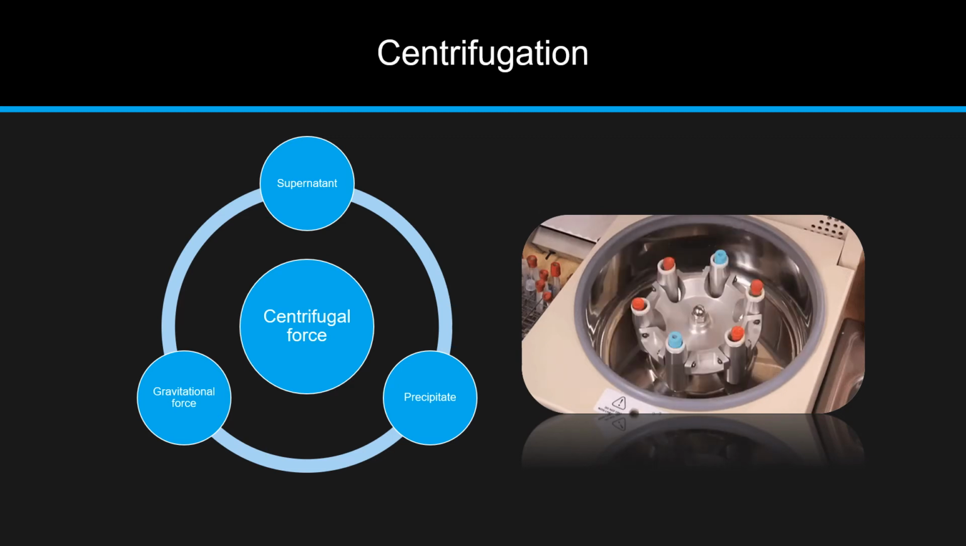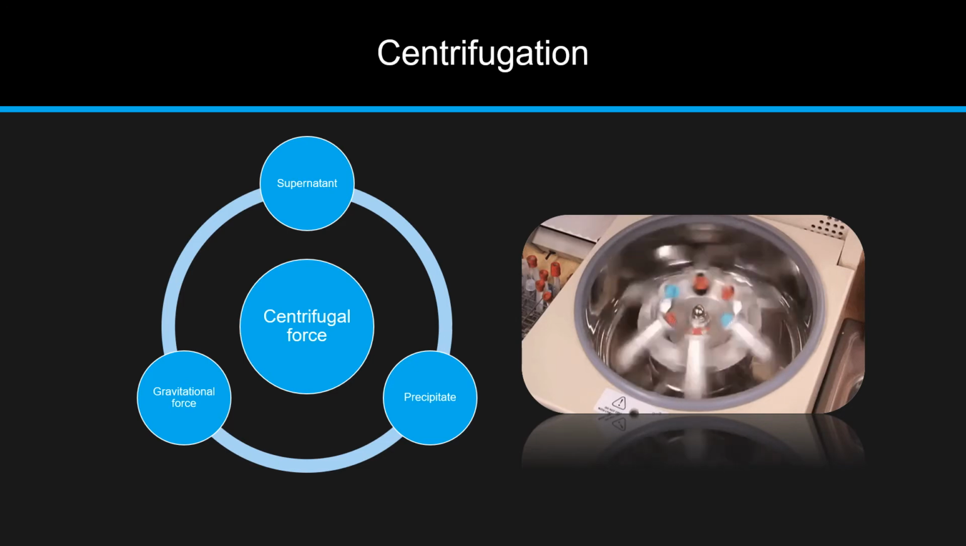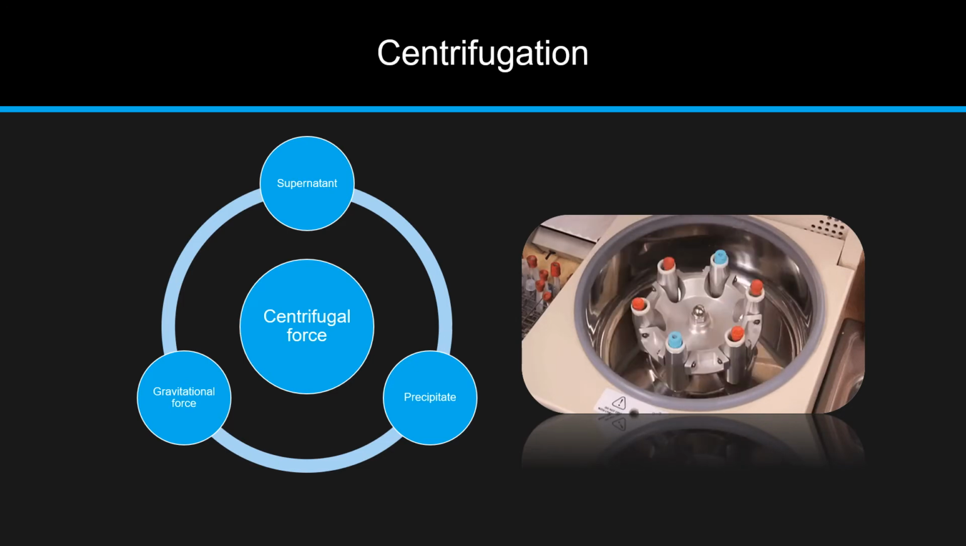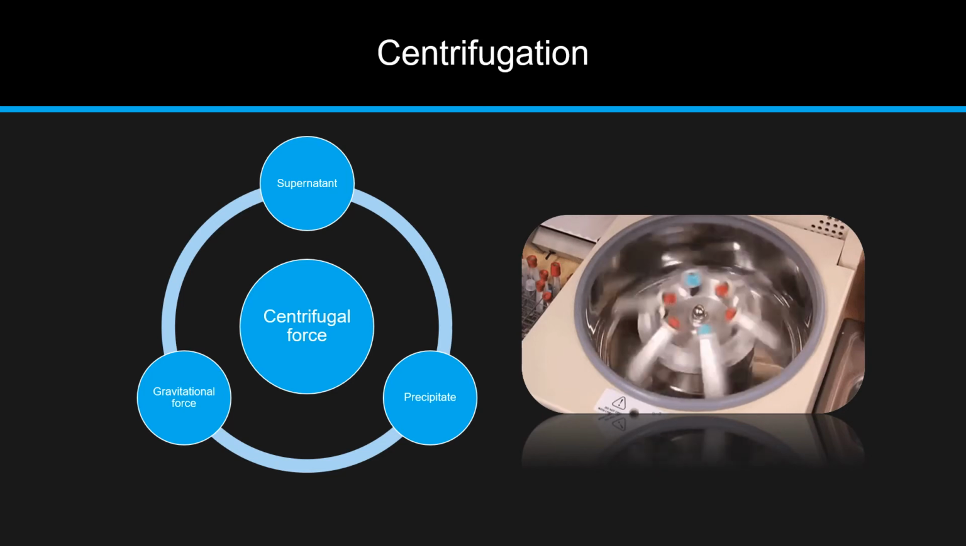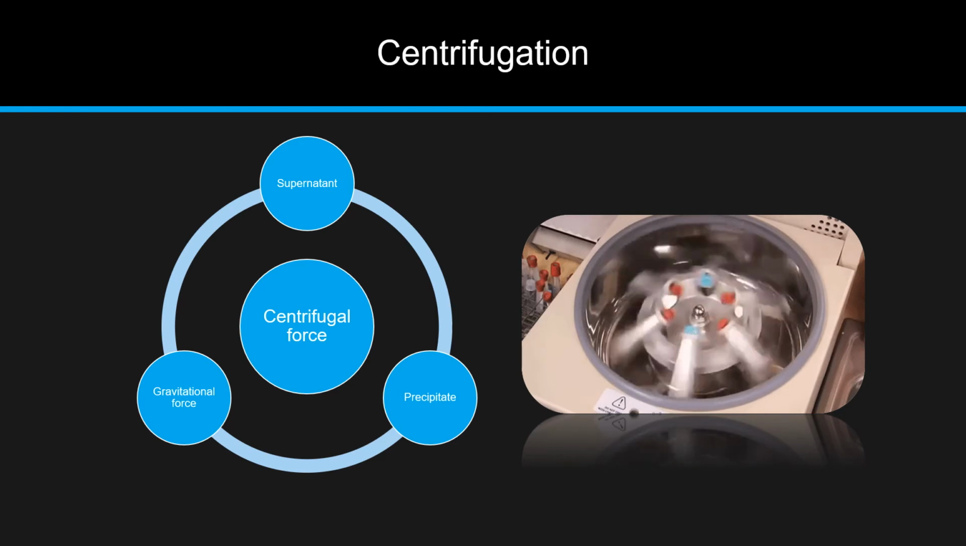Chemists and biologists may increase the effective gravitational force on the test tubes so that the precipitate will travel quickly and fully to the bottom of the tube. The remaining liquid that lies above the precipitate is called the supernatant or the supernate.